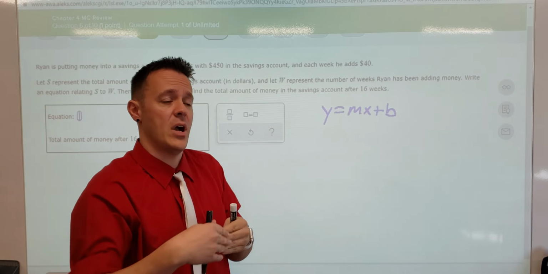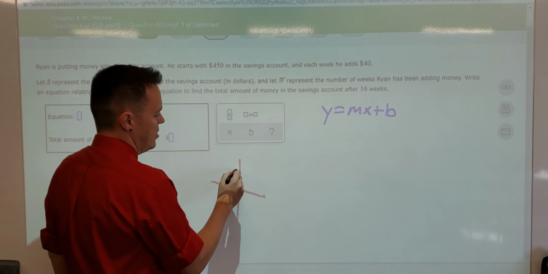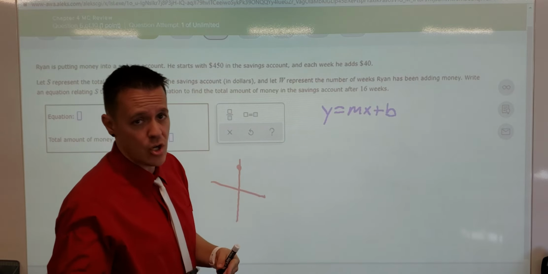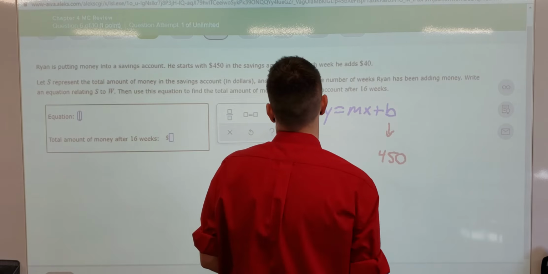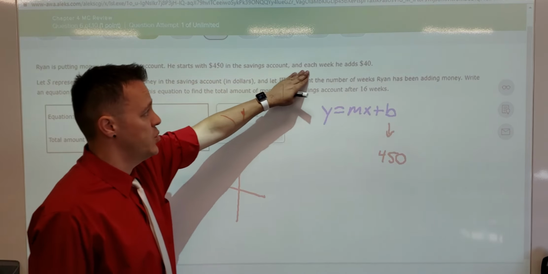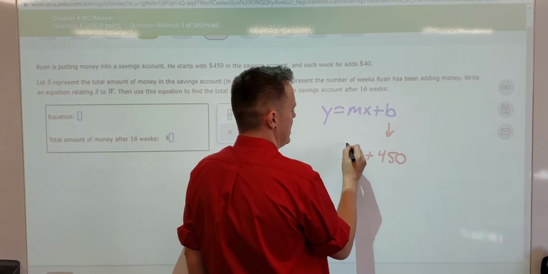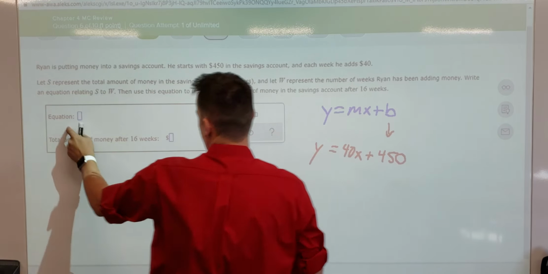Now you guys got to remember, on a linear equation, the y-intercept is the b. That is usually your starting point. So we know that my b is going to be 450. All right, and then it says each week he adds $40. So if you know you're going to add something each week, it would be $40. And here's my equation.